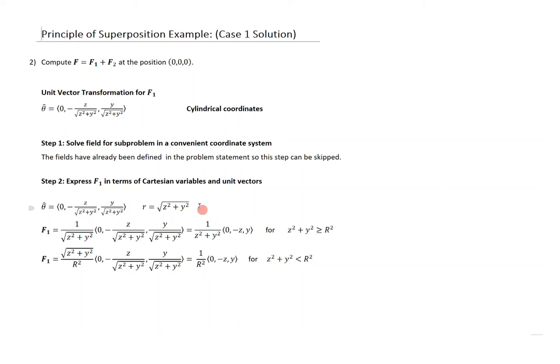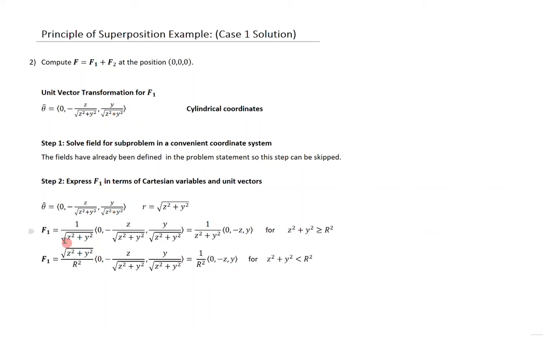And so all we do is take the previous expression that we had for F1 in terms of the field inside the cylinder and the field outside the cylinder. This is outside the cylinder, that's inside the cylinder. So wherever we saw r, it's now replaced by the square root of z squared plus y squared. And theta hat just gets replaced by the expression that we see here. And so that's more or less what we've done here.